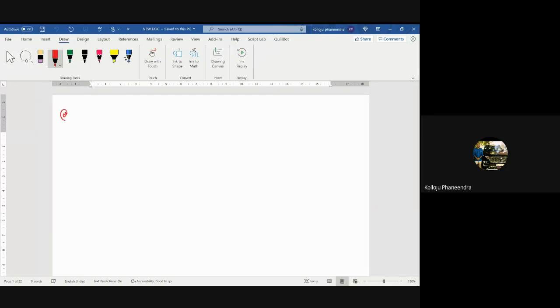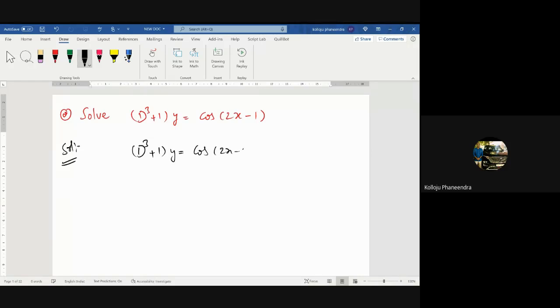Solve (D³ + 1) y = cos 2x − 1. Solution: (D³ + 1) y = cos 2x − 1.